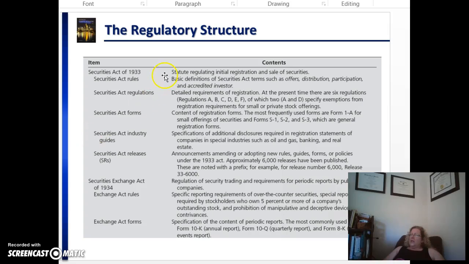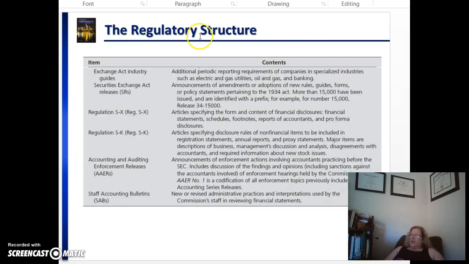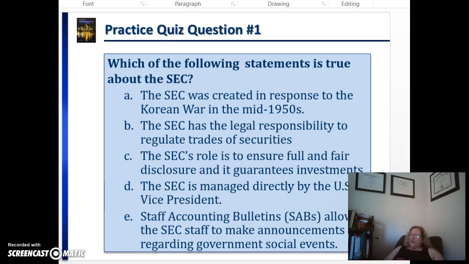And then finally, these last couple slides are just covering different Securities Act rules and regulations, forms, and that sort of thing. And it continues on the next slide, just sort of a summary of most of the things that we just talked about, like Regulation S-X and the AAERs.